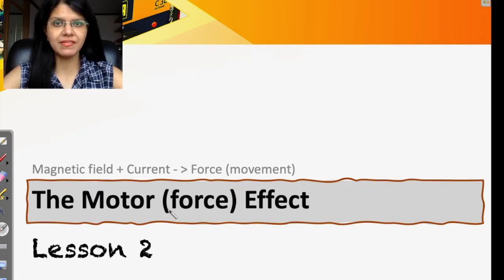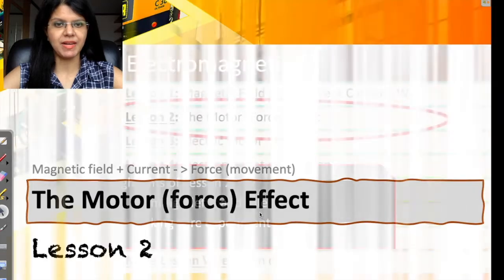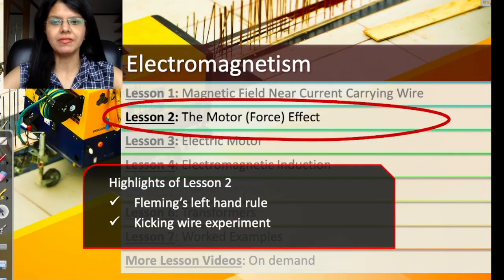How is this force created? When you have magnetic field and current present together in the same space, force is produced. This is the second chapter of electromagnetism. I believe you all would have already seen lesson 1, which lays the foundation for the second chapter.